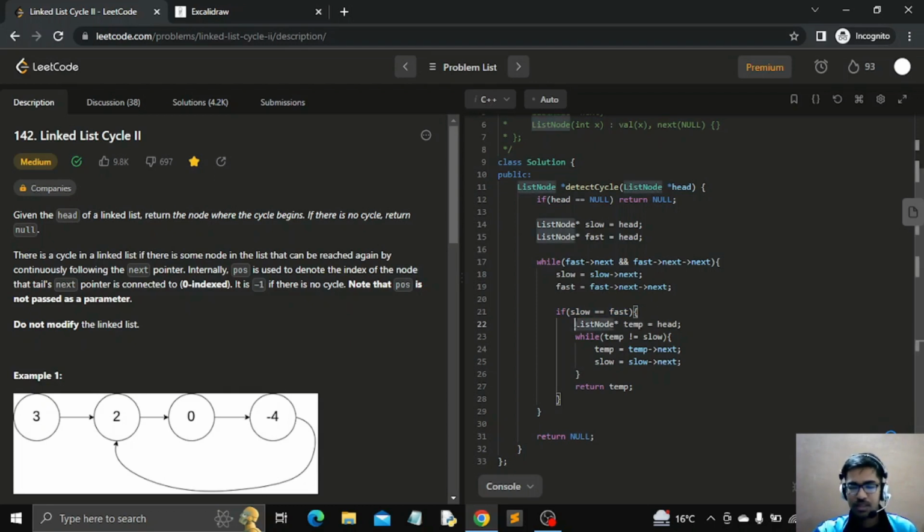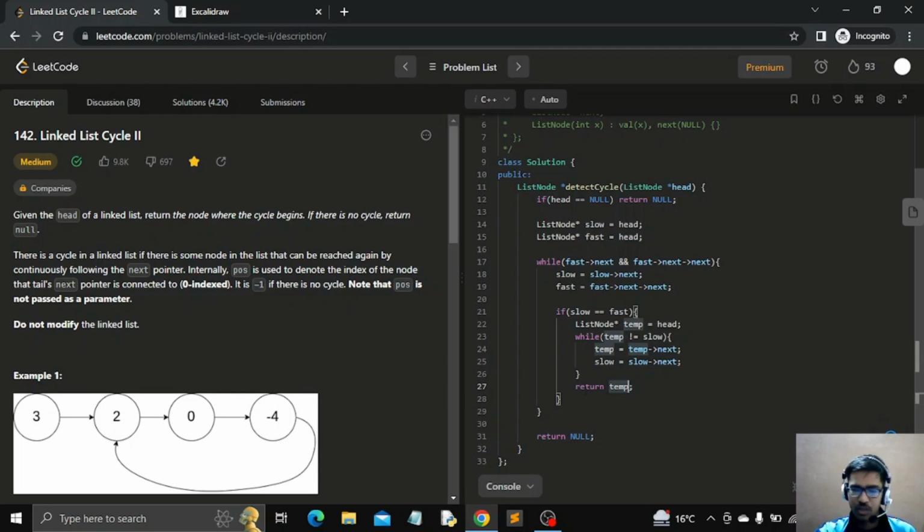We are going to find the starting node. For that I have initialized another pointer temp at the head of the linked list, and while temp is not equal to slow, we will keep moving both pointers one step ahead. So the temp pointer will move to the next node and the slow pointer will move to the next node. We will keep doing this, and when the temp pointer and slow pointer coincide at a particular node, we are going to return that node. That node is going to be the starting node of our cycle in the linked list.